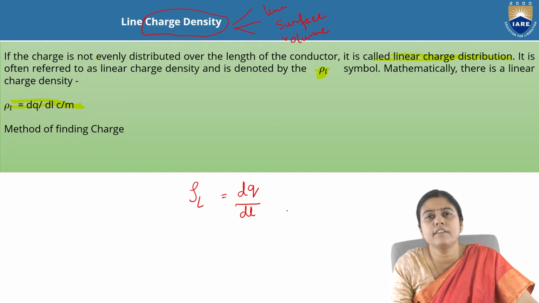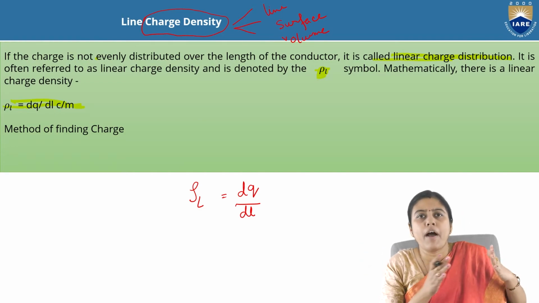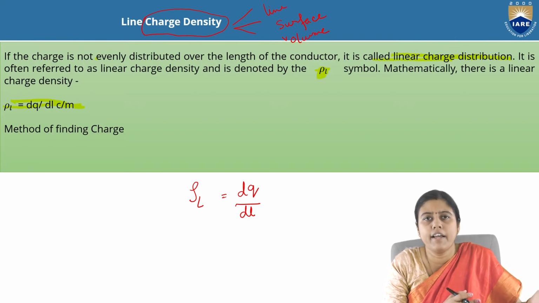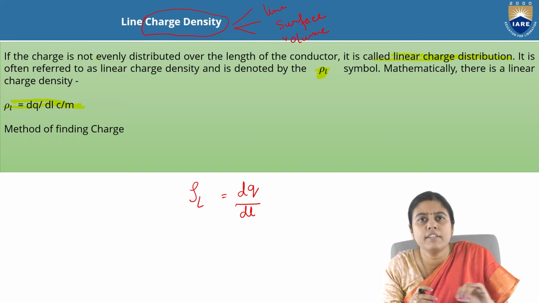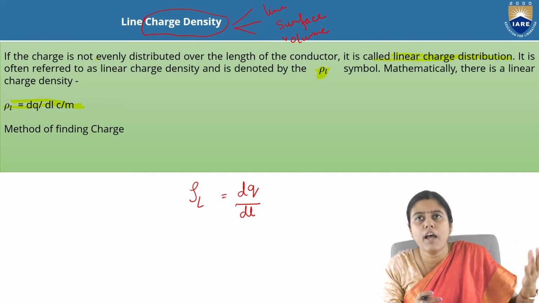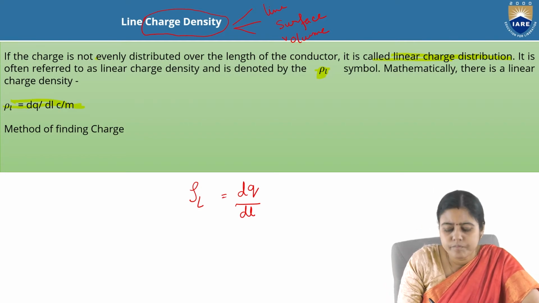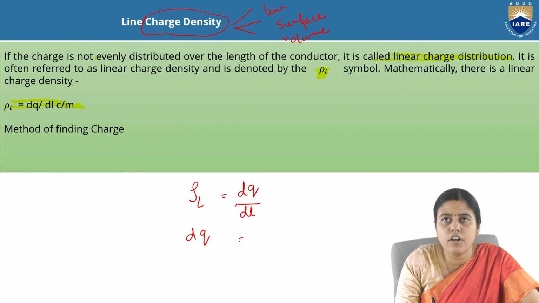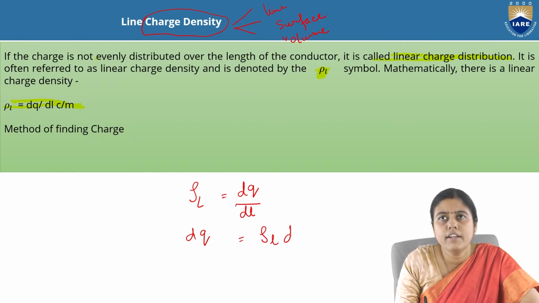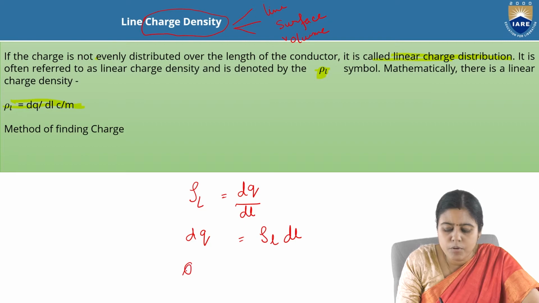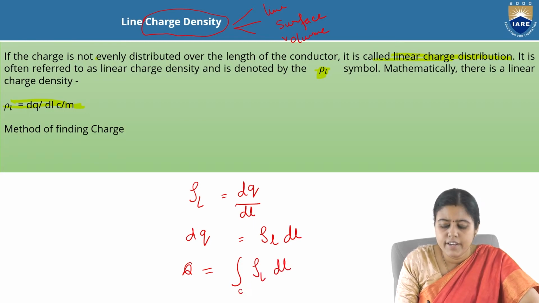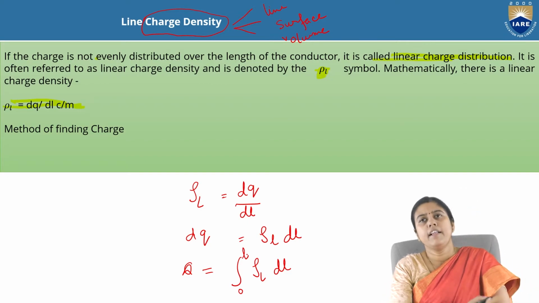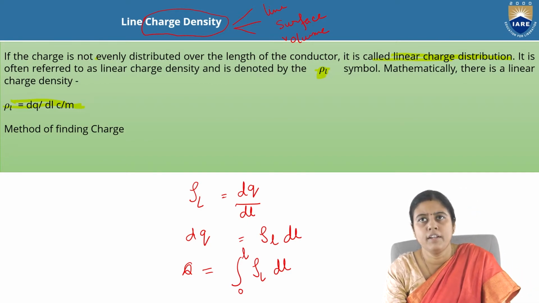what is the total charge? Say there is an overhead line from IARE college to the next MLRIT college. If the length is L, how can we get the charge passing from this college to the next college? So dq is equal to rho L dl. So what is q? Q is nothing but the integration of rho L dl, where the length is 0 to L.